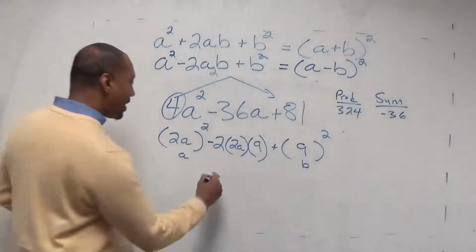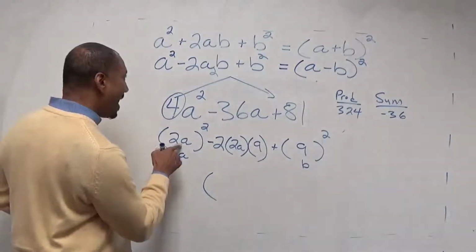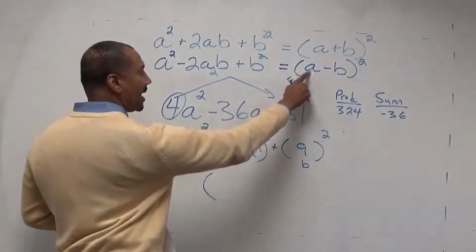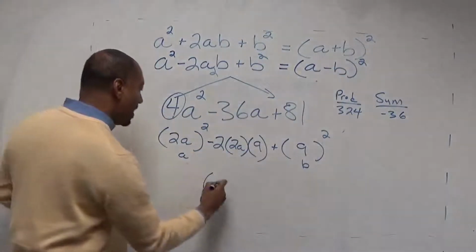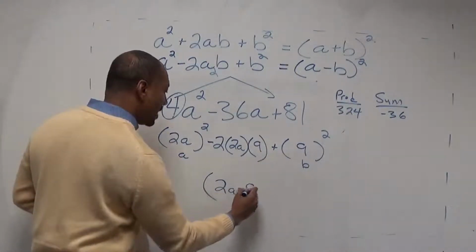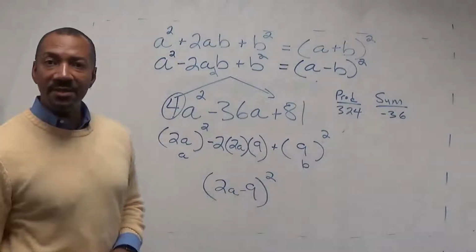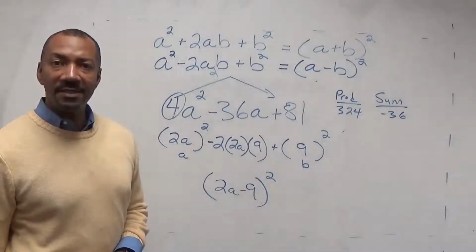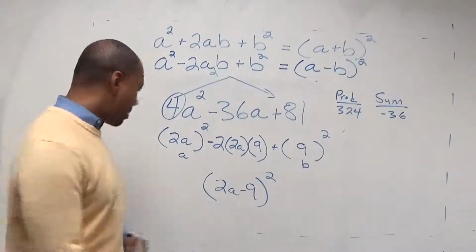So let's go direct to our answer, which is our a, according to the formula, right? a minus b raised to the second power. Our a is 2a minus our b, which is 9, and it gets raised to the second power. And that's it. I think we've got time for one more.